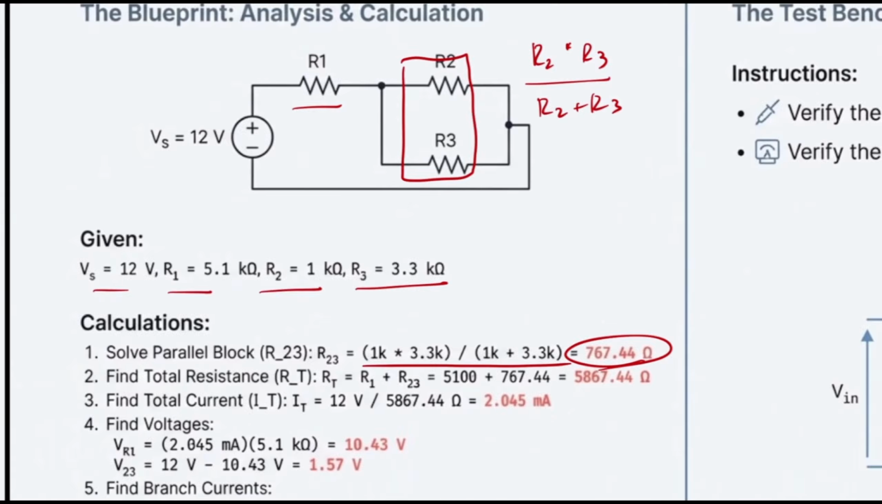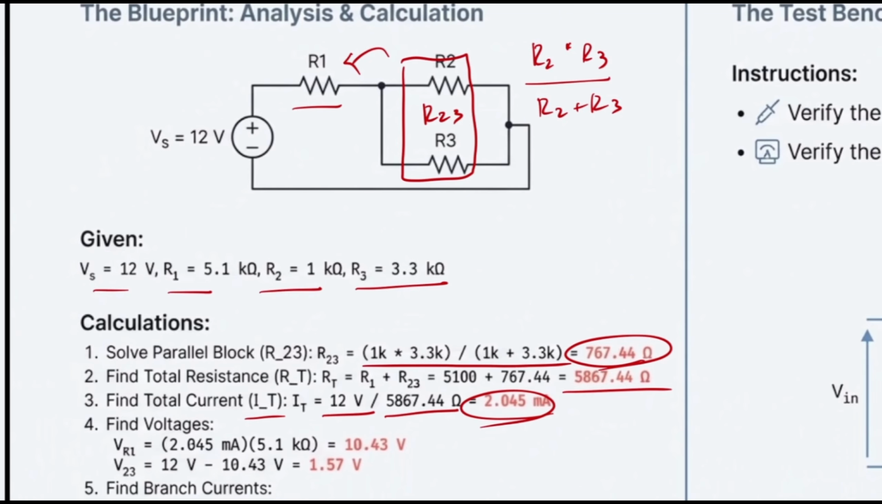Then I have to add it up with R1, because this accumulation, which we call R23, is in series with R1. If I add it up, it would be around 5,800 ohm. So in order to find the total current, the only thing I have to do is divide the 12 volts by the whole resistance itself. If I do that, I will have a number like this.